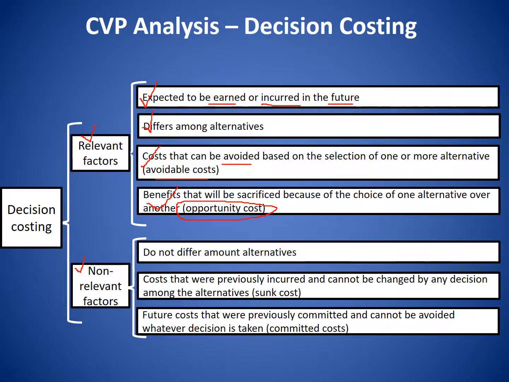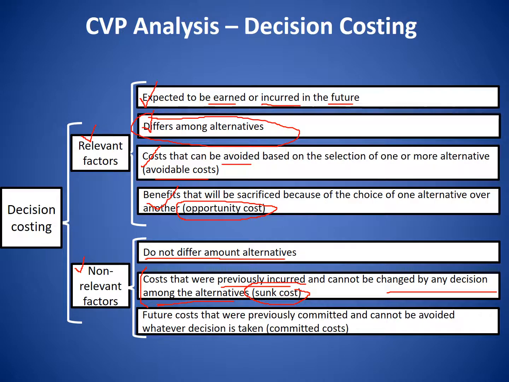Now, when we look at costs, in terms of relevant versus non-relevant, it also helps to understand what are not relevant costs. Obviously, those that do not differ among alternatives, and we talked about that as being one of the qualifying conditions for a relevant cost. Also, costs that were previously incurred and cannot be changed by any decision amongst the alternatives. These are called sunk costs. Sunk costs are never a relevant factor in decision costing.